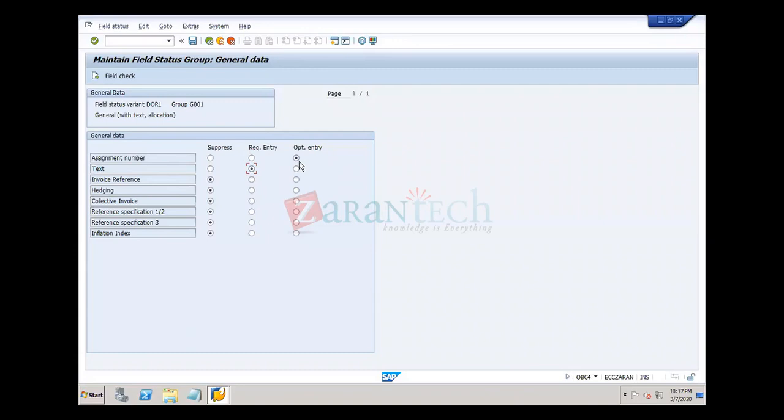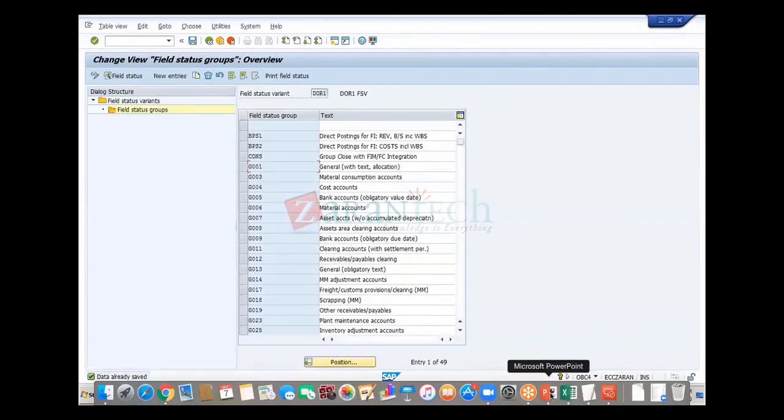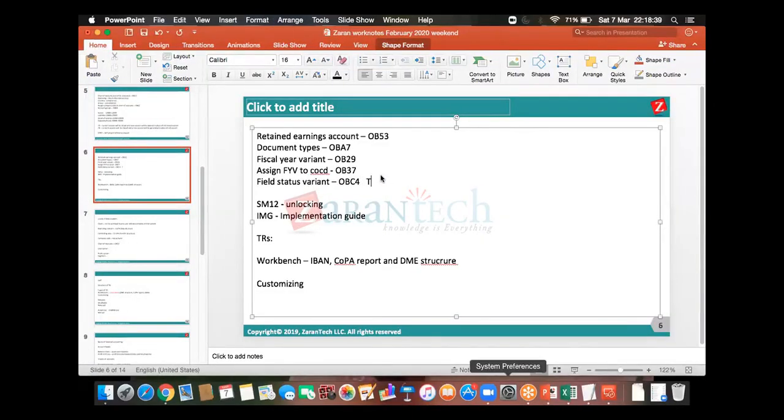Other field statuses are optional and suppress. Optional means whether you enter it or not does not make any difference. Required means mandatory, you have to enter that particular field. And suppress means it is hidden away. The field is hidden. So the text field I made mandatory. Let me write here, text field mandatory.